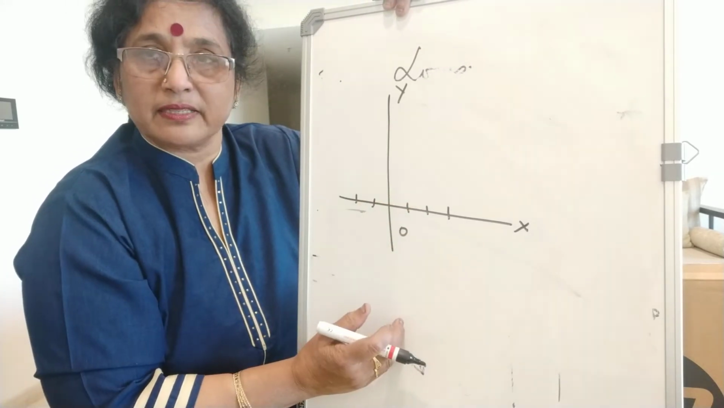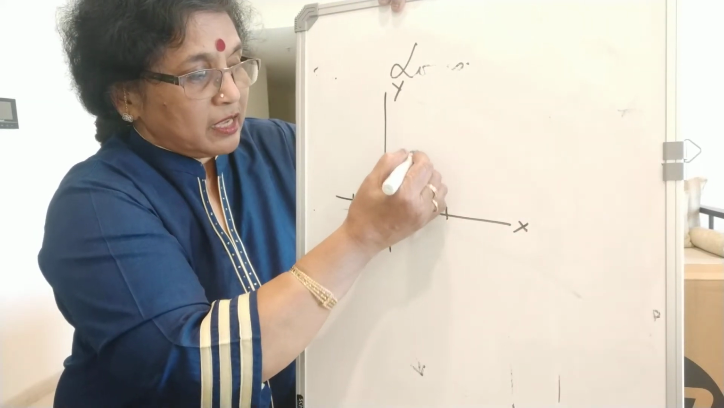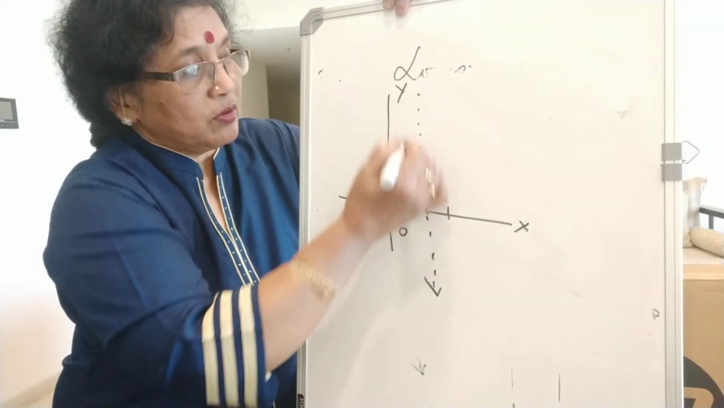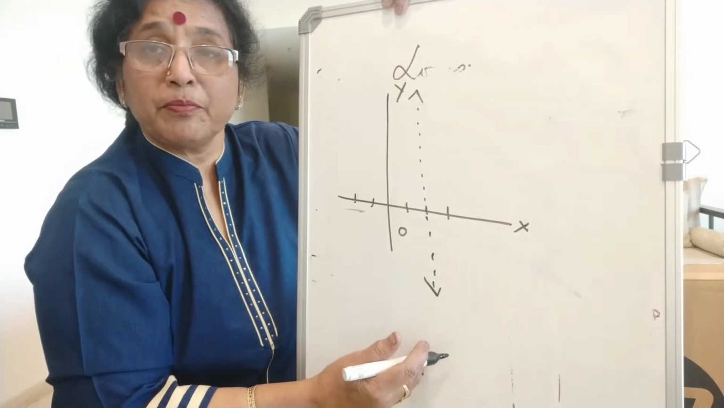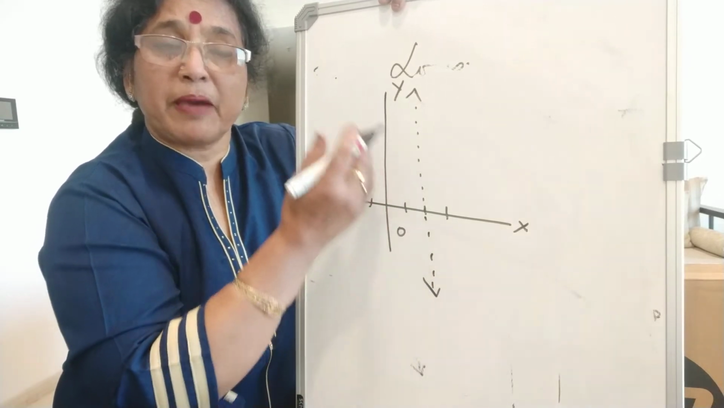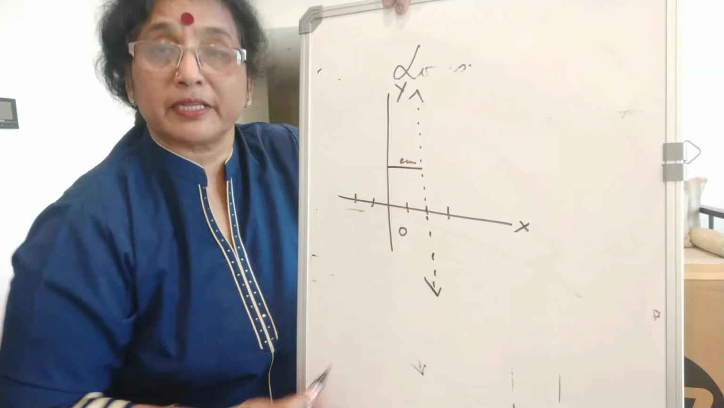This is my y-axis. So say like this is 2 centimeters. Again you show a point. That means the point is moving downwards. Arrow. So you can see a nature of the point. So same answer. It's a straight line parallel to the y-axis at a distance of 2 units from it.